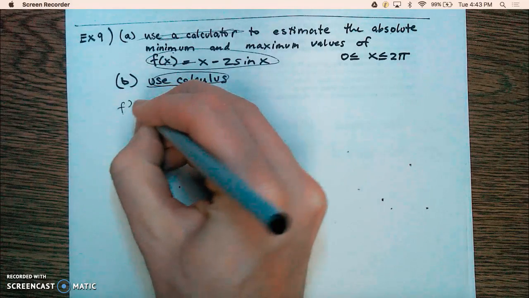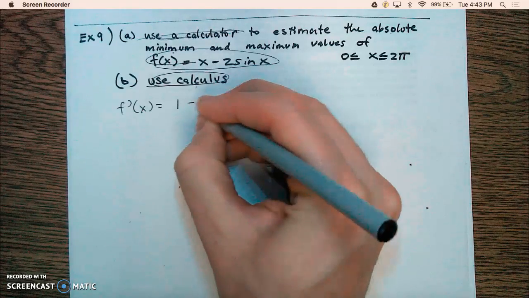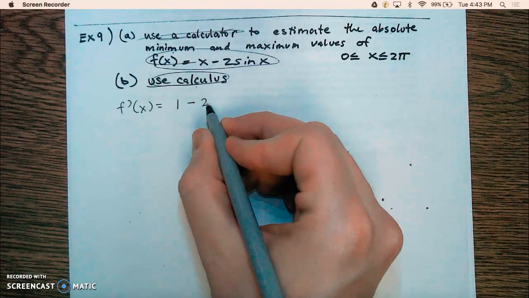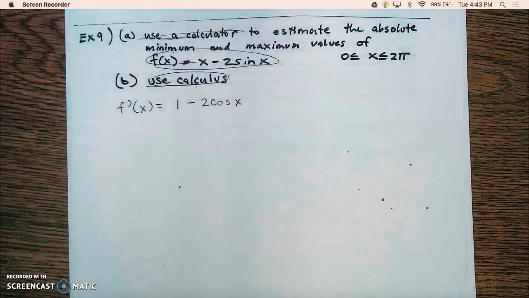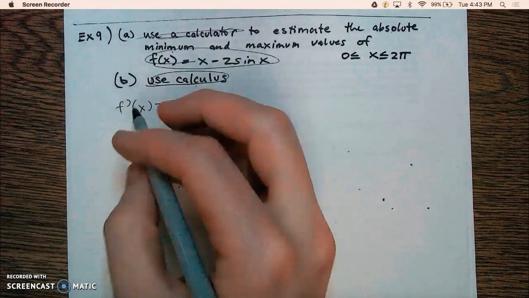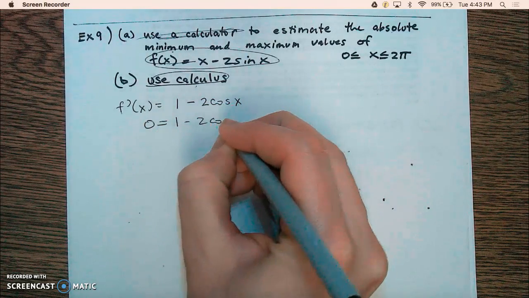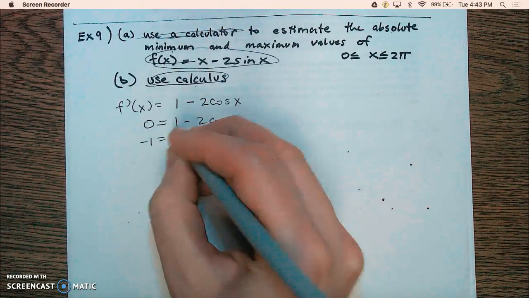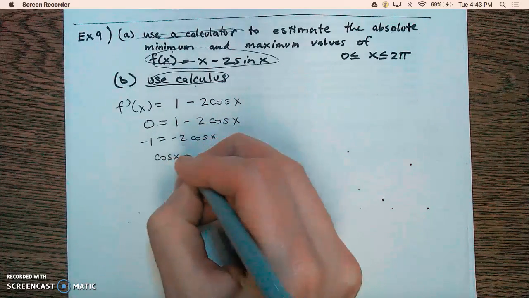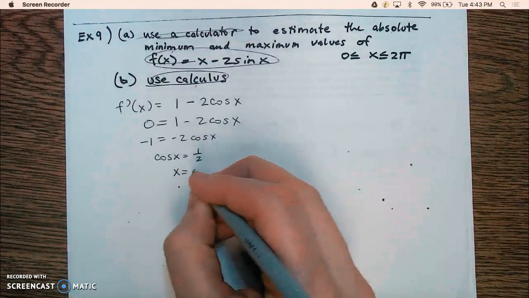So let's find the derivatives. The derivative of x is 1. Then I've got a coefficient of -2 that'll stay in front. And then I do derivative of sine is cosine. So there's my first derivative. Now I'm going to set this equal to 0 and find my critical numbers. So I'm going to subtract 1 to the other side, and I'm going to divide by -2, and I get cosine equals 1/2.